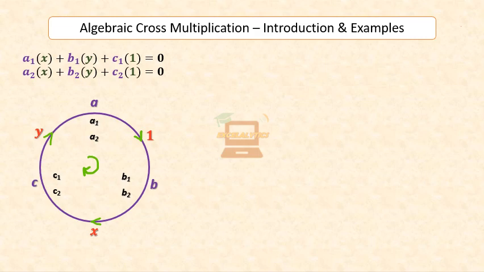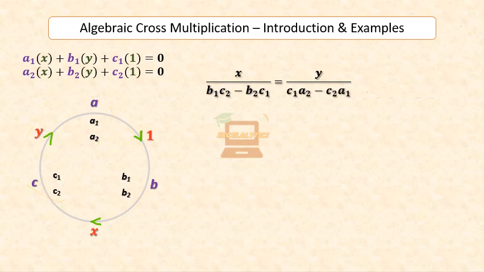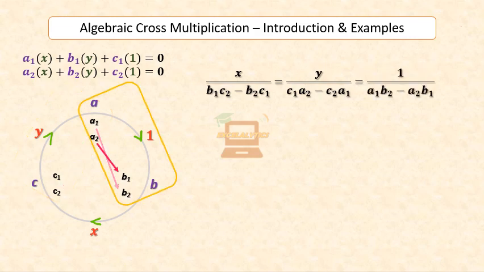Now, the only thing to remember is, as we pass by x, y and 1, we have to cross-multiply and subtract, only in the clockwise direction. Hence, we can obtain from this figure the solution equation, x by (b1 c2 minus b2 c1) is equal to y by (c1 a2 minus c2 a1) is equal to 1 by (a1 b2 minus a2 b1). Therefore, we can always make this a rough figure, to recall the expression, without actually memorizing it by heart.